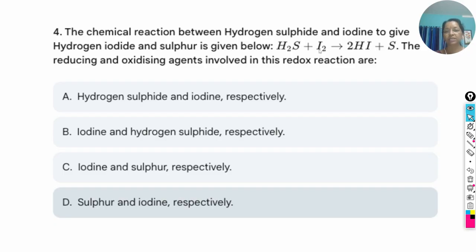So who is the reducing agent? Hydrogen sulfide. So the answer is hydrogen sulfide and iodine respectively. Hydrogen sulfide is the reducing agent and iodine naturally will be the oxidizing agent. Iodine removes hydrogen from hydrogen sulfide, and removal of hydrogen is oxidation. So iodine is the oxidizing agent and the reducing agent is hydrogen sulfide. So the answer is A, right?